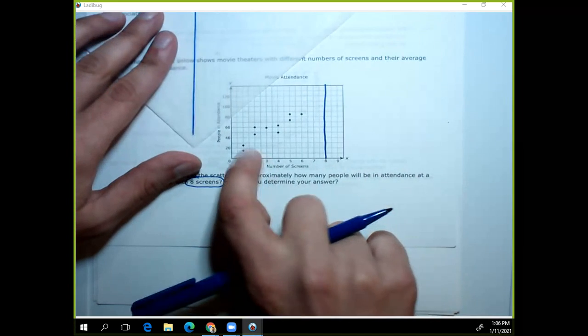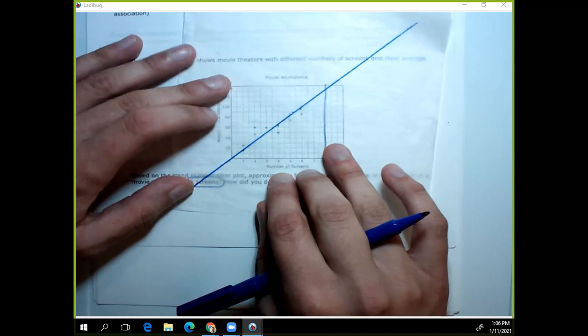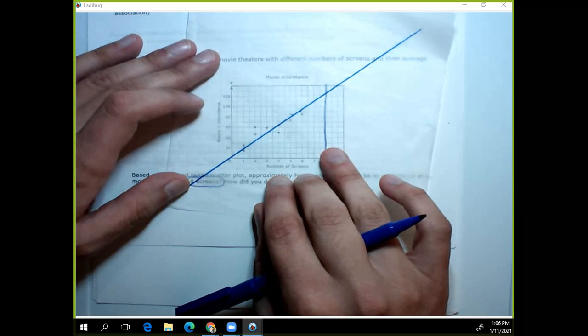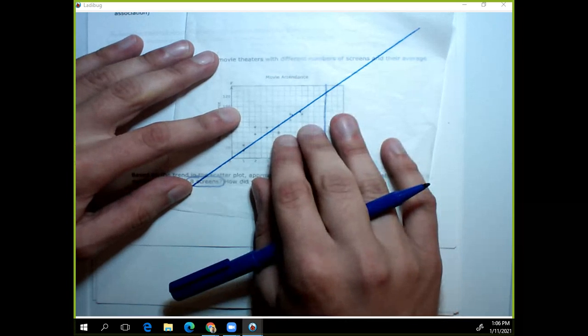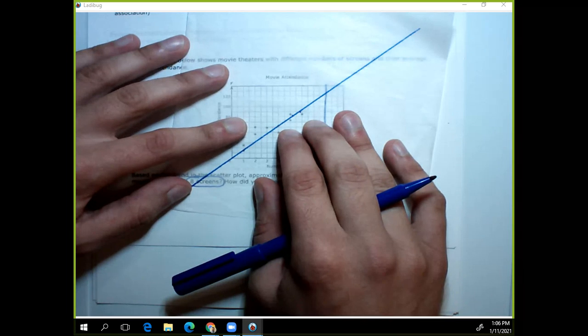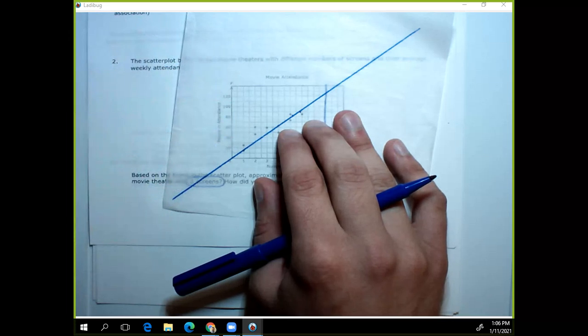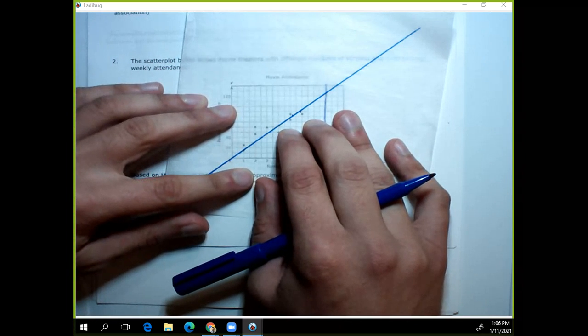So don't forget these 2 dots down here. So we're going to kind of go in the middle. Then kind of go like that. If you want to use a ruler, you can borrow my ruler. It's up here if you want.